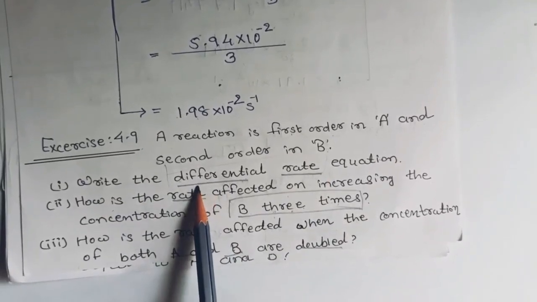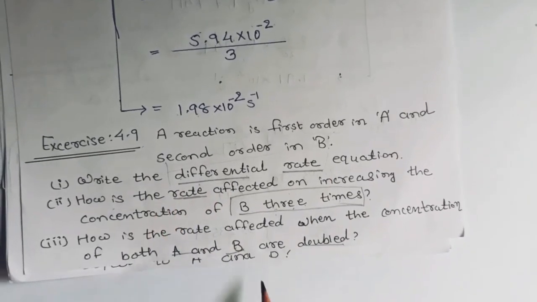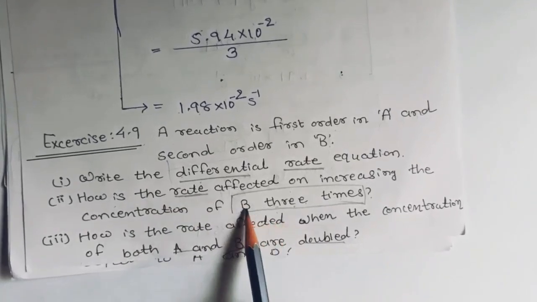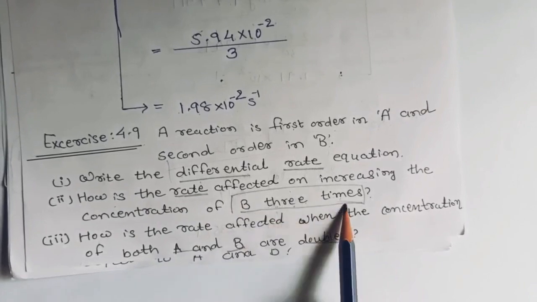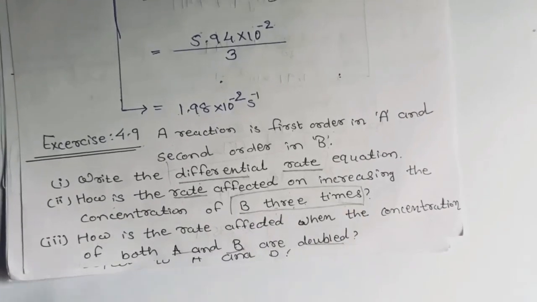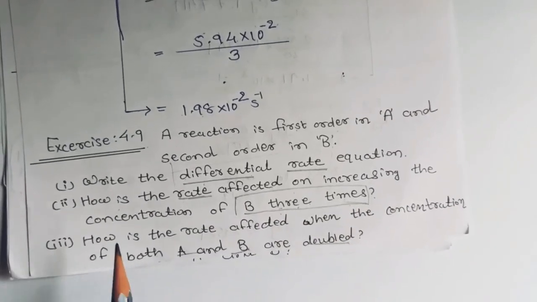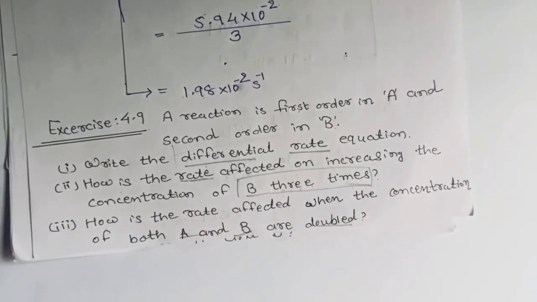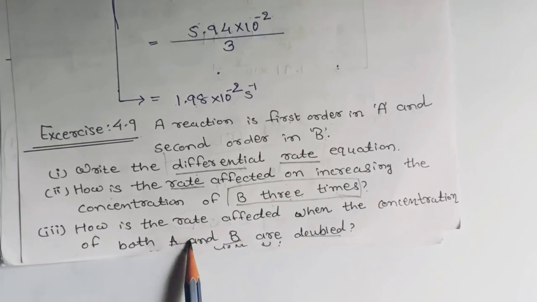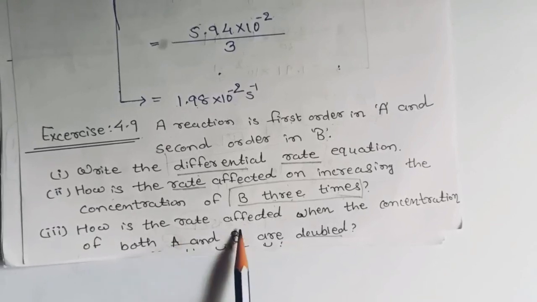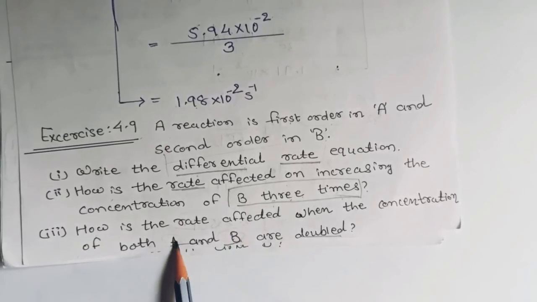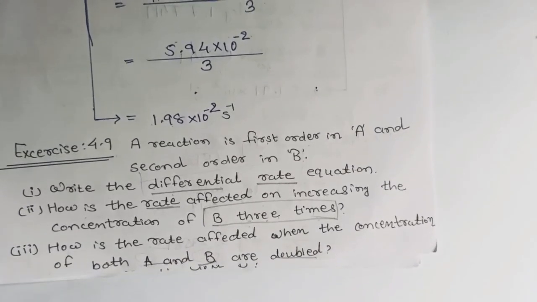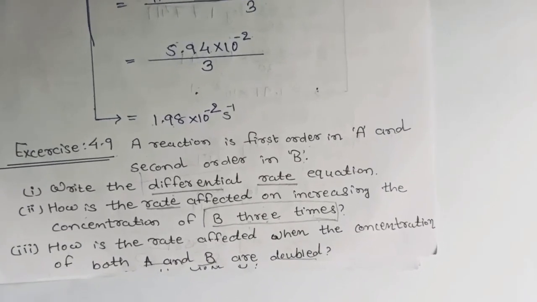Right, so first of all we have to write the differential rate equation. Then we have to calculate by this equation what will be the change in the rate when we increase the concentration of B to 3 times, and we also have to see the effect when we increase the concentration of both B and A to double. Right, so let's see what will be the solution for this numerical.